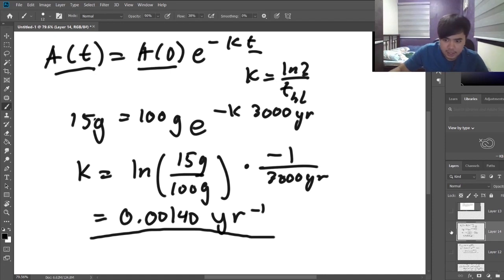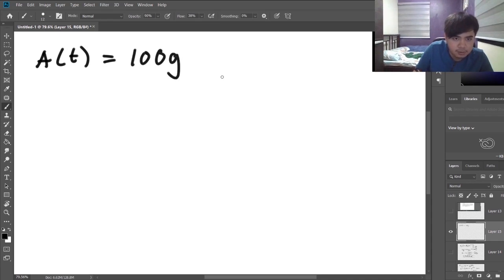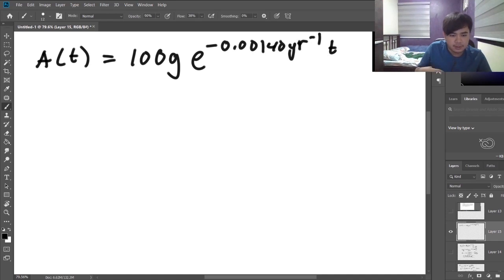So let's proceed to the next part. A of t, which is the function we're looking for, is equal to the initial amount, 100 grams, so we put 100 grams here, and then multiply that by e to the negative 0.00140 inverse years times t. All right. What is the inverse years doing here, you might ask? Well, let's just wait.